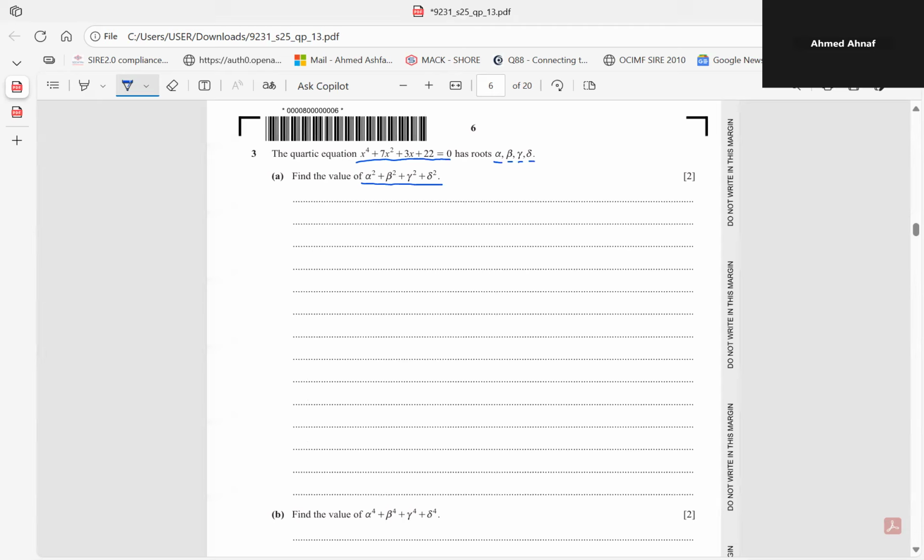In order to do this, there's a formula that we can apply. We're going to represent the sum of all this using sigma alpha squared, the sum of the squares of the roots. And this is equal to sigma alpha, the whole thing squared. Sigma alpha is basically the summation of alpha, beta, gamma, and sigma, so basically the sum of your roots.